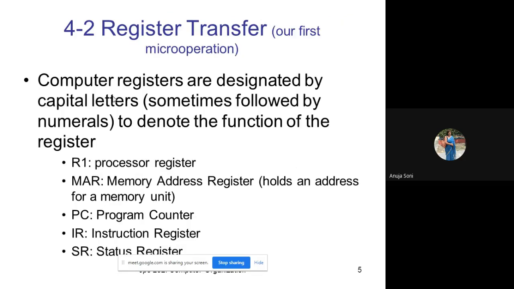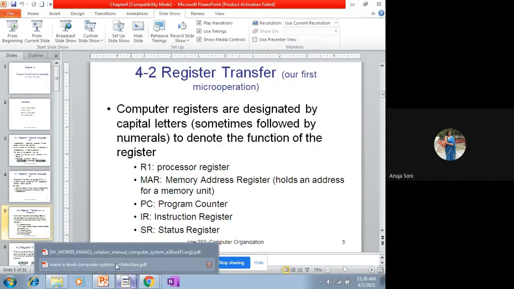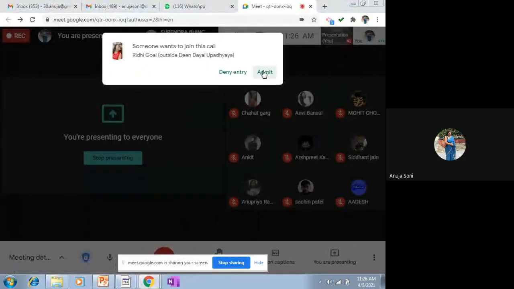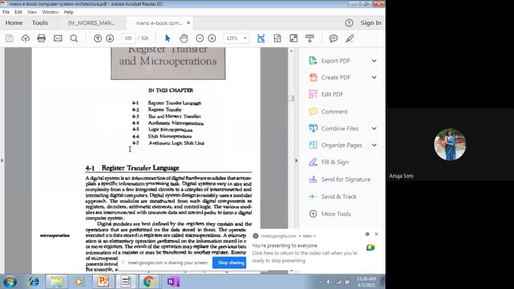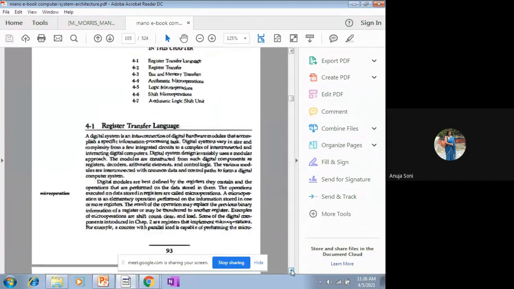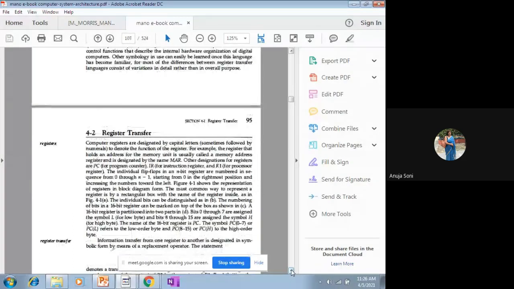Next is section 4.2, register transfer. What kind of registers are generally used in order to facilitate register transfer? If I come to the e-copy of your book, this is the e-copy of your book. So the very first section is register transfer language. This was all about the introductory section about register transfer language, what kind of symbols and notations are used to describe it.